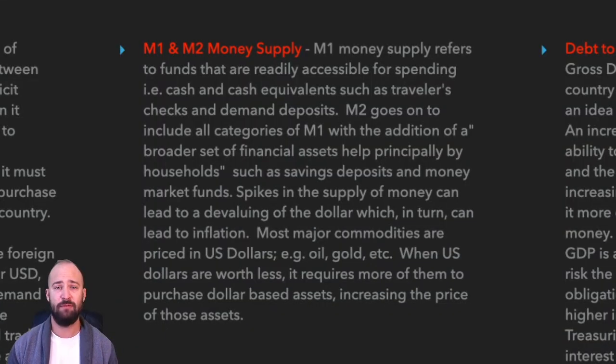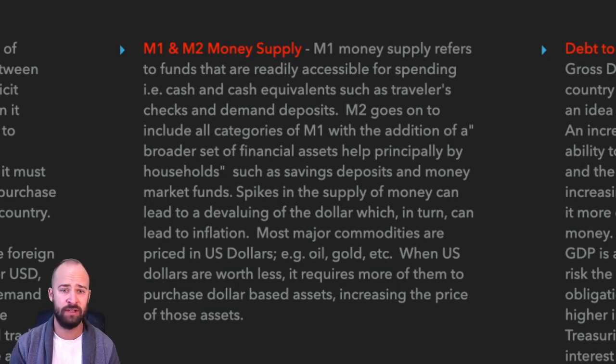So the money supply refers to funds that are readily accessible for spending. So we're talking about cash, cash equivalents, and other assets that are easily converted into cash. When we say money supply, we're just talking about the size of the pool of money available to the public. M1 and M2 money supply are basically just two different categories of what's considered cash and what's considered part of the money supply, with M2 being a more broad category.